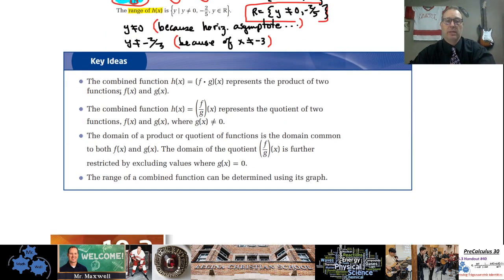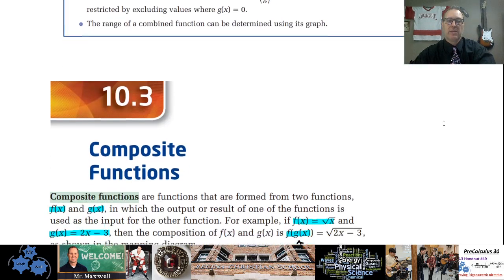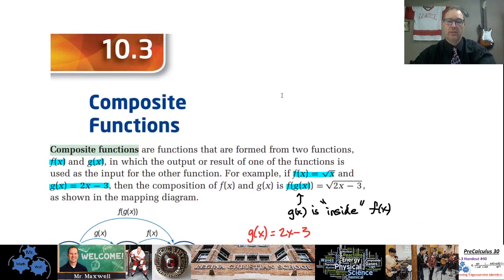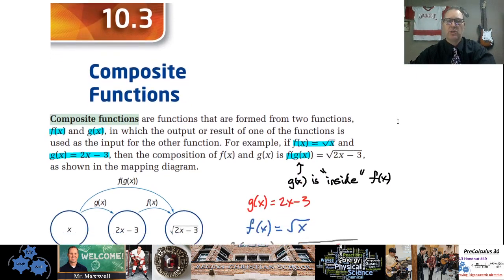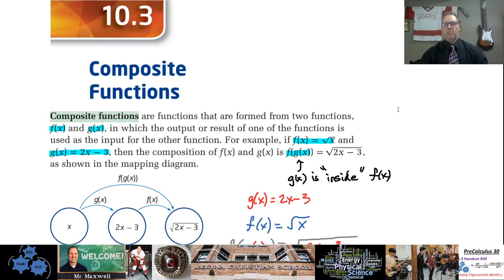That's 10.2, and here's the summary for 10.2 if you want to pause and read that. Multiplying and dividing functions. All right, we're moving to 10.3. This is the final section. This is a short chapter, and composite functions. Composite functions are basically one function inside of another one.